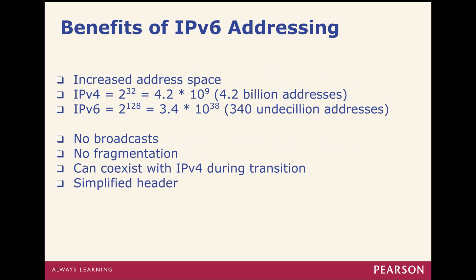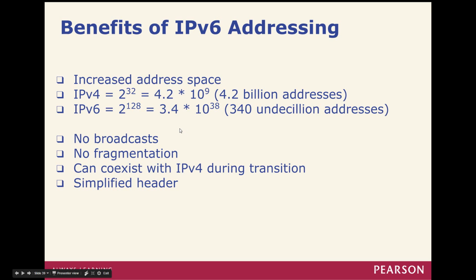So here's what this looks like. With IPv4, we had 2 to the 32 because there's 32 bits in an IP address. So we had 4.2 billion addresses. We used that up pretty quickly, I think sometime in the 90s. With IPv6, instead of having 32-bit IP addresses, we have 128 bits to work with. That gives us 340 undecillion addresses, which is a lot. So we've increased our address space by many, many times.